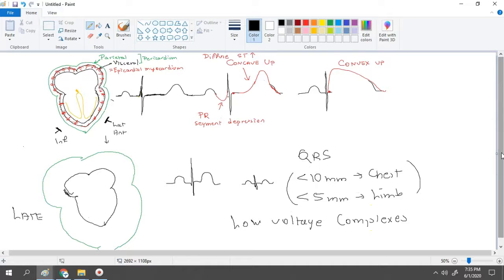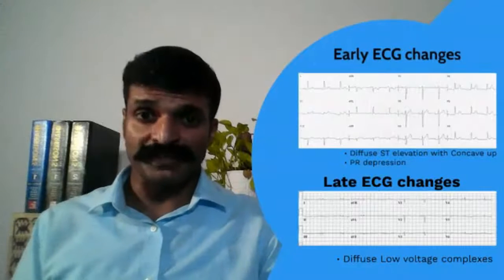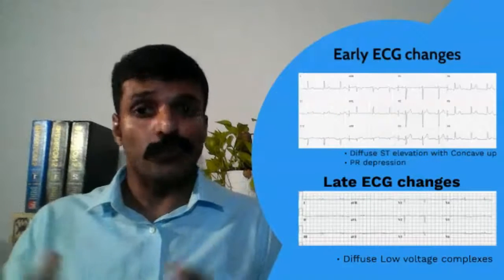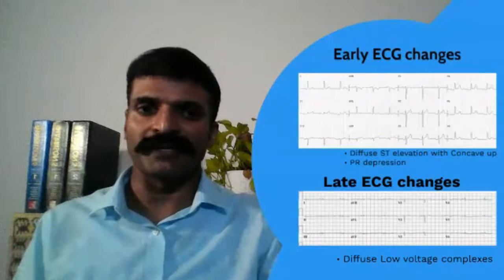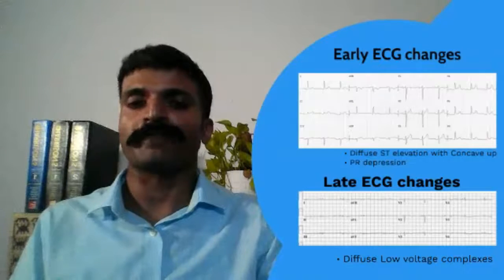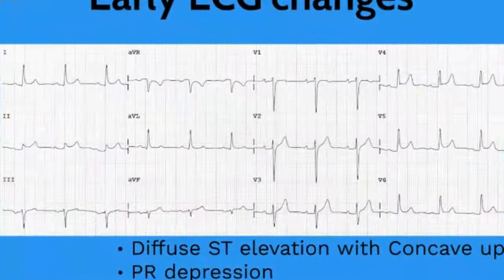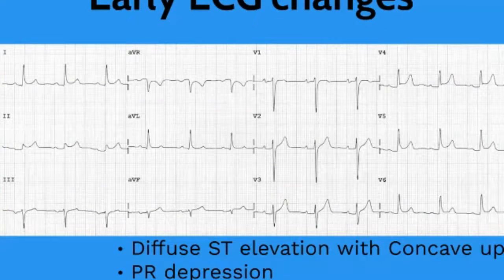So with that, we have looked at the pathogenesis of ECG findings in pericarditis, and let's get on to the further investigation. You can see that the ECG changes vary with the early as well as the late phase of pericarditis. In the early phase, you see diffuse ST segment elevation. Notice how they are concave up. Associated with it, you will also see PR depression.